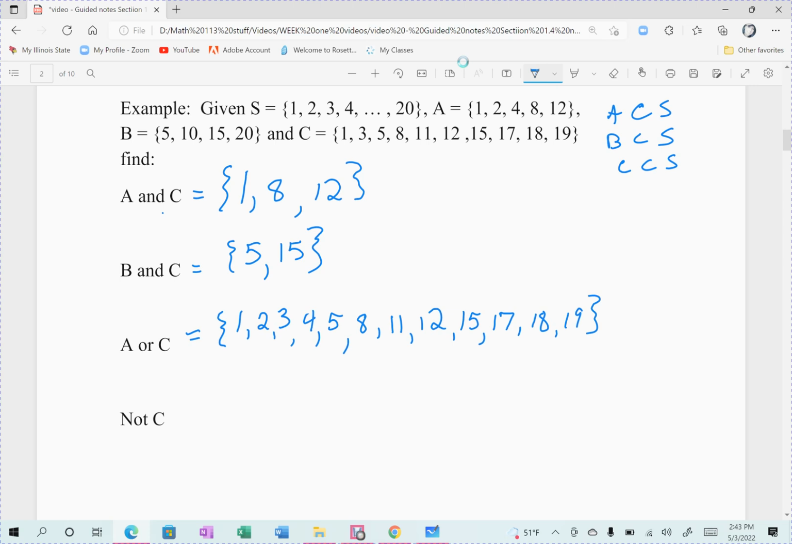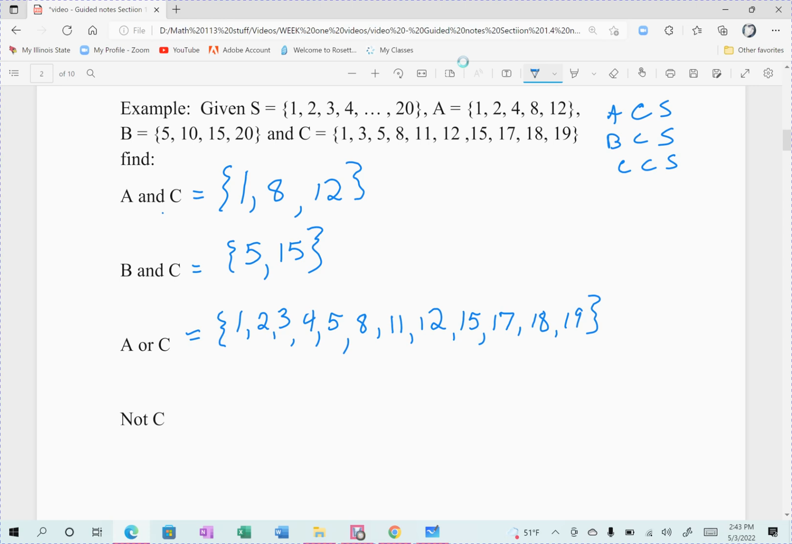Again, OR is all inclusive. I get to include everybody. You can kind of double check and make sure I have it. 1, 2, 4, 8, 12 comes from A. 1, 3, 5, 8, 11, 12, 15, 17, 18, 19 is in C, so I'm good. I included everybody from both groups.